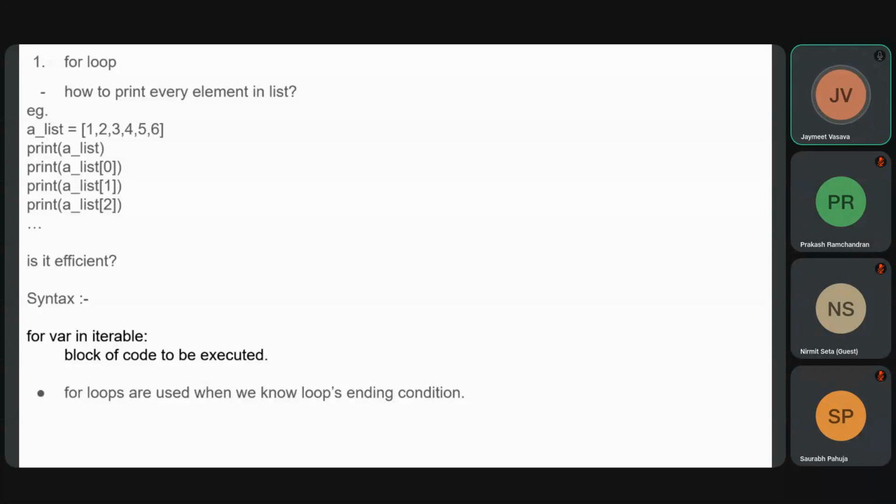The syntax for the for loop is: for, a variable, in, an iterable, which can be a list, tuple, etc., and the block of code that needs to be executed. So this is a very simple syntax for for. For loops are used when we know the loop's ending condition. Now keep that in mind, because when we discuss the while loop, we'll know why the for and while loops are different.